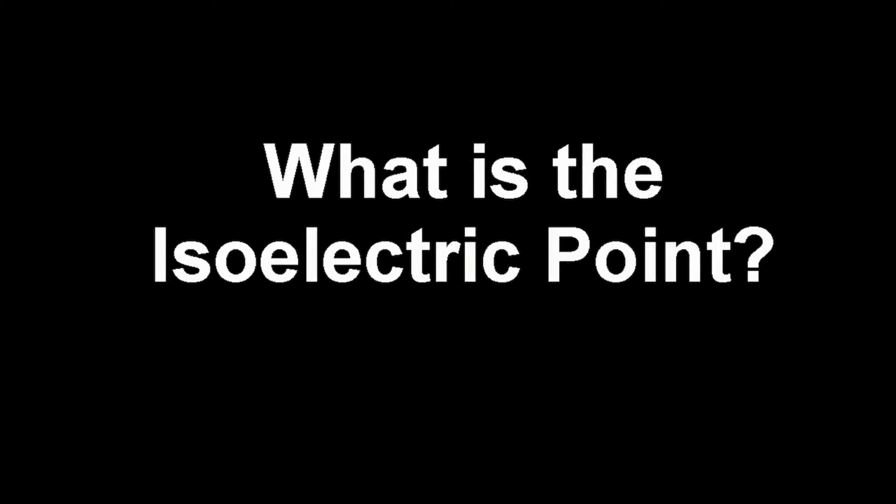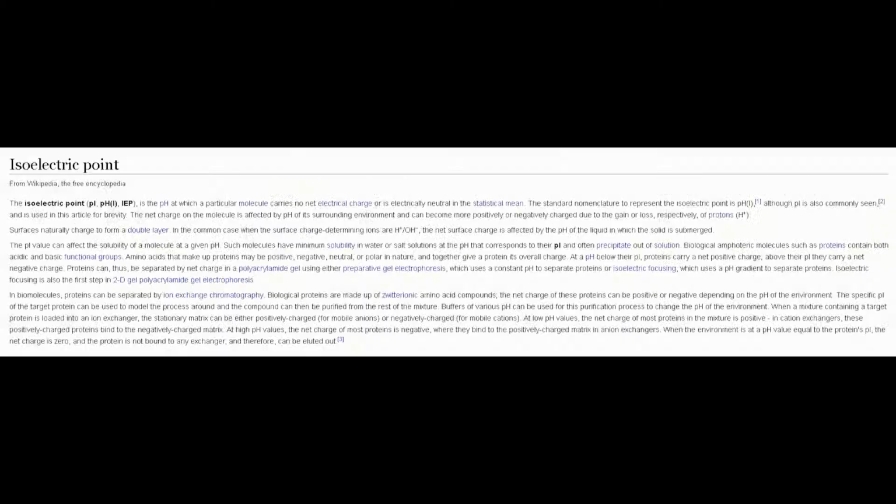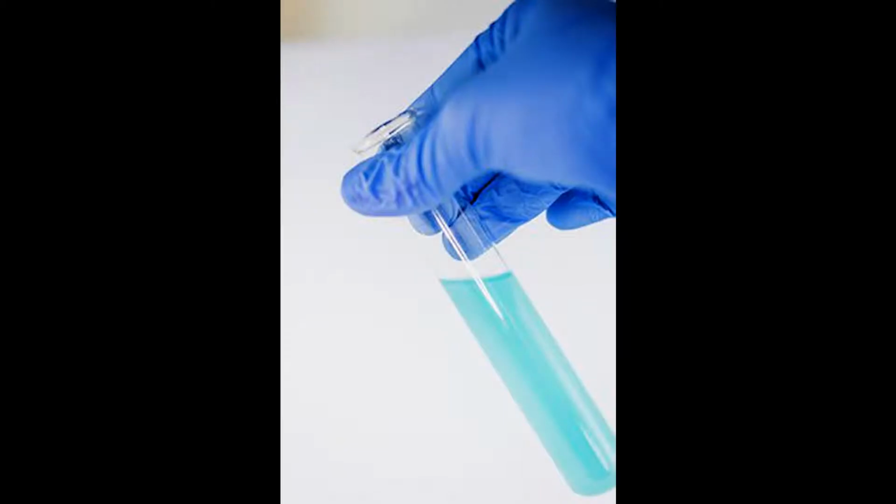Hello and welcome to this video on the isoelectric point. This is the pH measurement that corresponds to a molecule having or not having free electron charge. This is important in protein chemistry, cell biology and more. You may have seen it listed as PI, pH(I), or IEP.